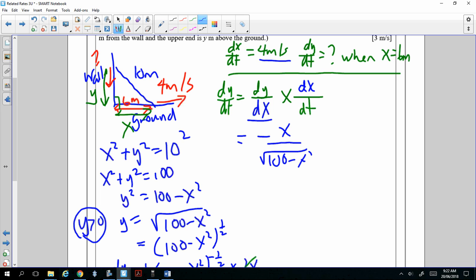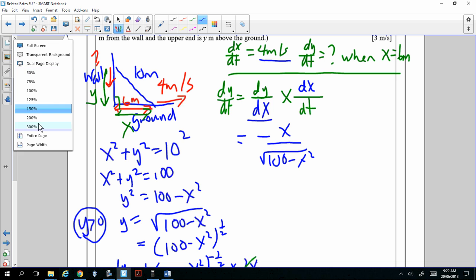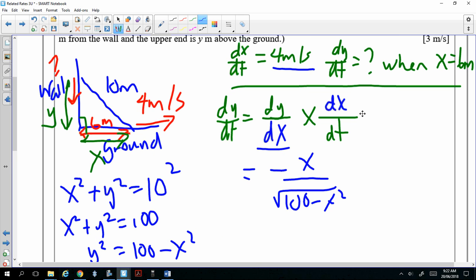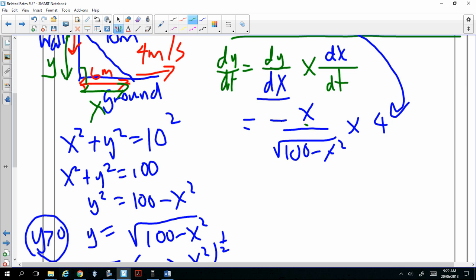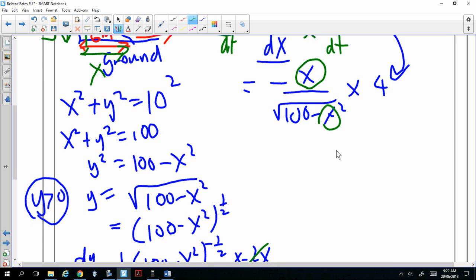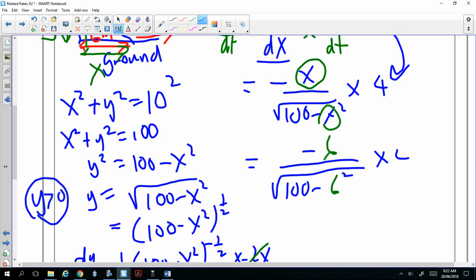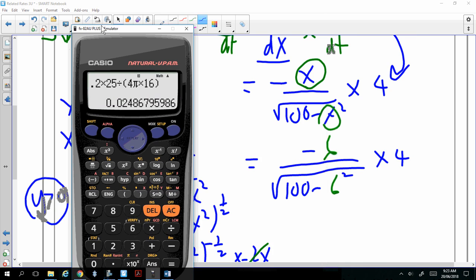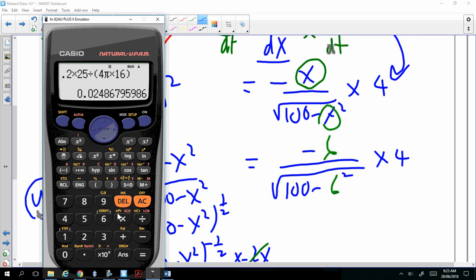And then x is 6 meters. So we're going to replace both of these by 6. So we get 6, 6. And then we're going to write equals negative 6 over the square root of 100 minus 6 squared, times 4. Let's use your calculator. I think it will give you an exact value, a fraction. So we go 4 times 6 divided by the square root of 100 minus 36. You should get 3. Yep, okay, you get negative 3.